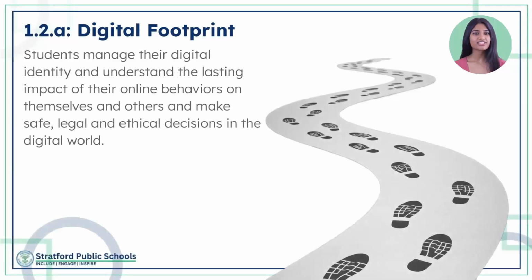Let's begin with our first indicator, 1.2, a digital footprint. This is all about helping students connect their online actions to their enduring digital identity. It's about empowering them to answer the big questions. What impression am I creating? How will this post affect my future self? And am I acting safely, legally, and ethically?